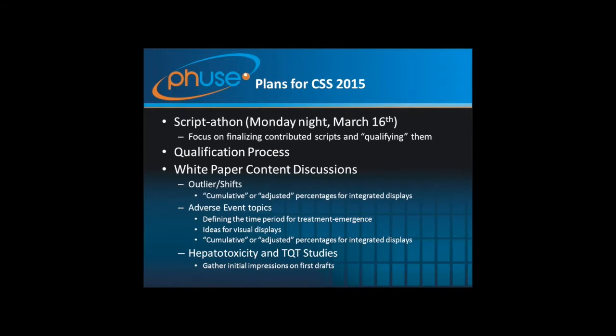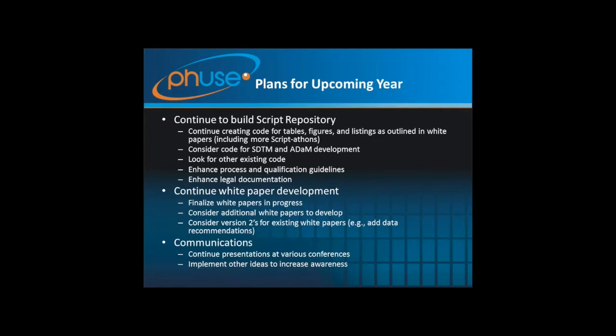So in general, just to give an idea of where we're at in the whole process, we are very much at the early or middle stages. So we certainly want to continue to build the script repository. We still have a lot of work to do on white papers to keep that study flow continuing. And certainly with communications, we want to really get the word out that these white papers exist, the script repository exists, and hopefully get to the point where people are actually utilizing the recommendations and using some of the code.